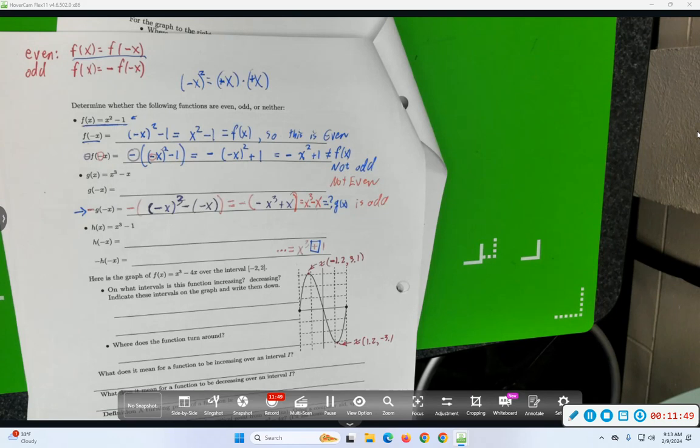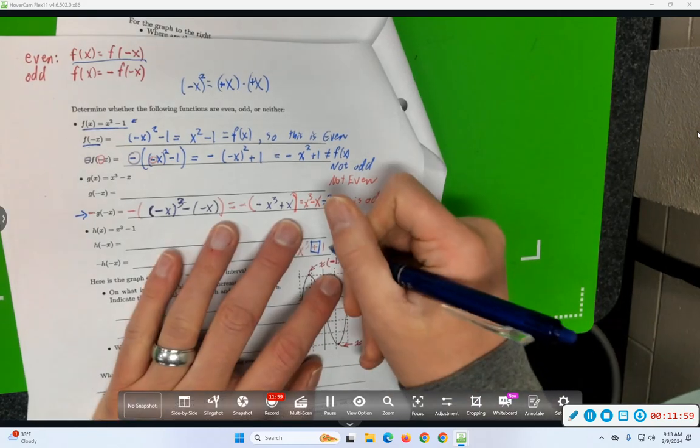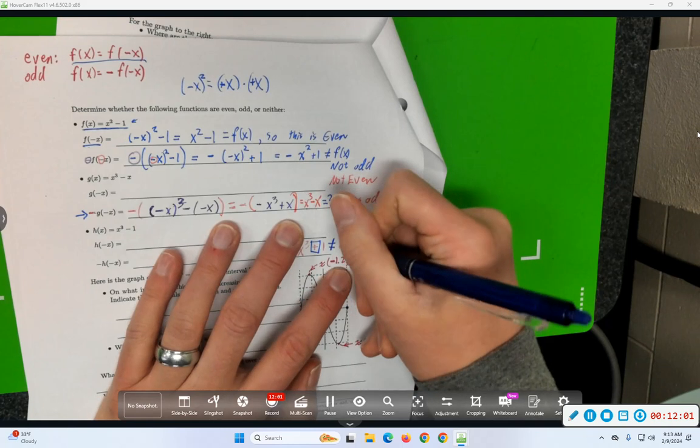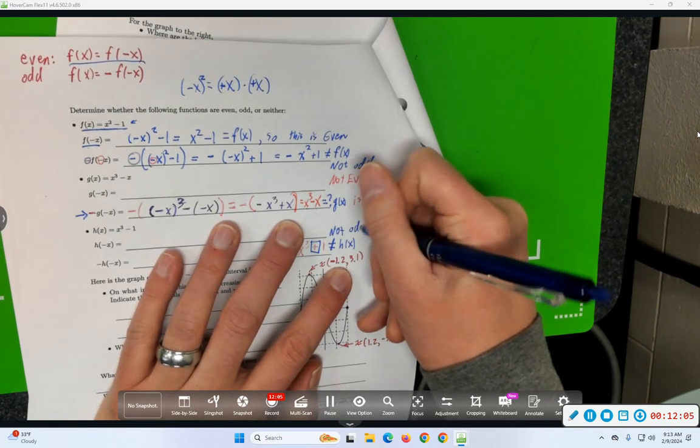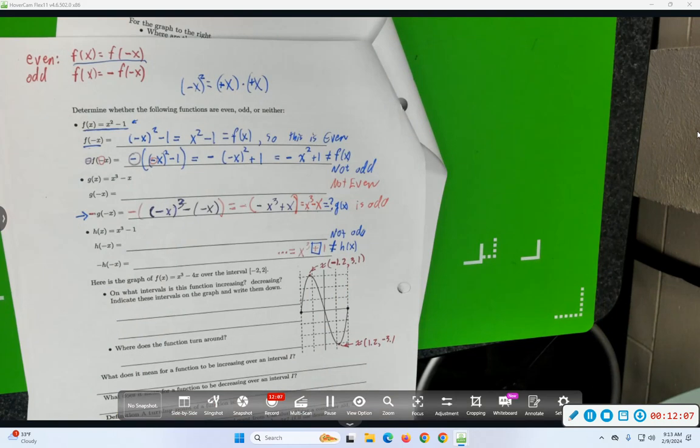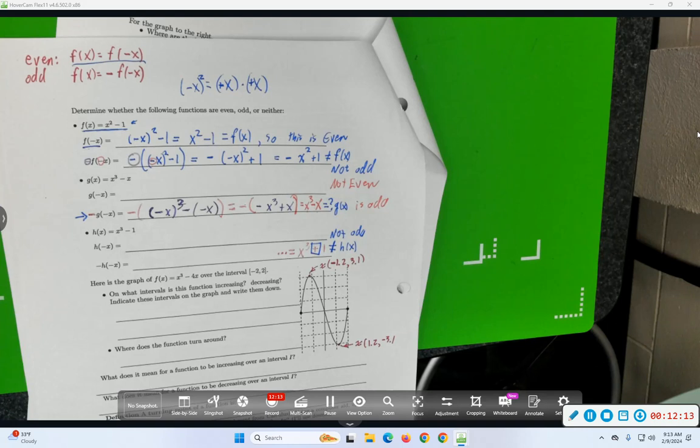All right, is that the same formula as we had for h of x? Nope. So is it odd? Cool. So this is not the same as h of x. So this function is not odd. It's also not even. It's possible for functions to be neither. That feel pretty okay? Nice.